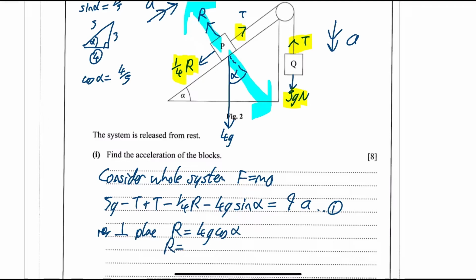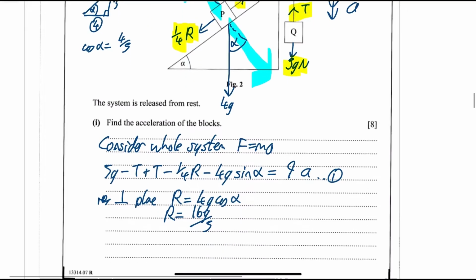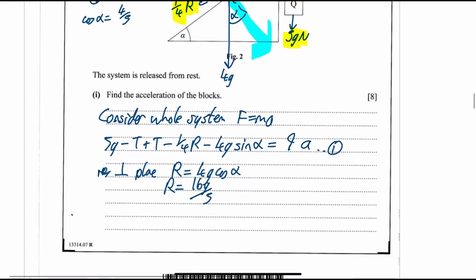So that's 4 times G times the cos alpha. Cos alpha, what was that, 4 over 5? So that's going to be 16G over 5. Perfect. Leave it as that at the minute. Okay, and then we're going to sub into equation 1.